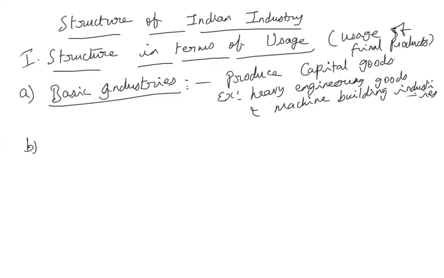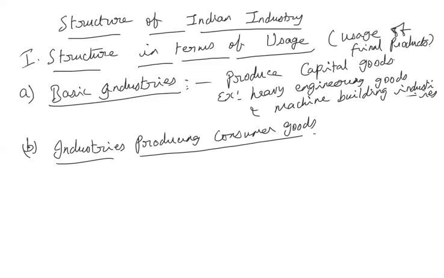Then the second one is the industries producing consumer goods. So the basic industry produces the machinery. So that is the usage of the final product. The final product in the basic industry is machinery, and that machinery is being used for the production of consumer goods. Okay. So the industries which are producing the consumer goods use the machinery that is produced by the basic industries, and they produce the consumer goods.